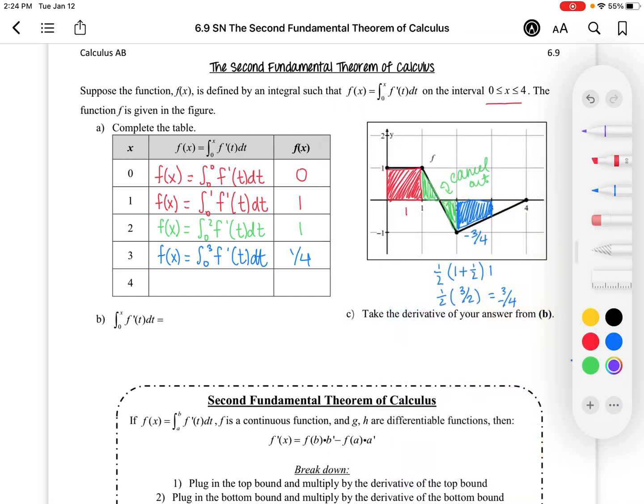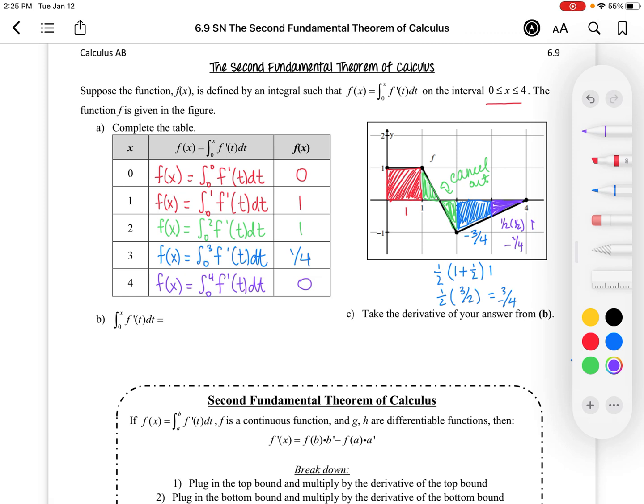And my last one that I'm looking at here is F of x is equal to the integral from 0 to 4 of f prime of t dt. So I'm adding this last little triangle bit right here. So that last little triangle bit, that is going to be a 1/2 times my height right here is 1/2. And this whole base right here is just 1. So 1/2 times 1/2 times 1 is going to give me a 1/4, and it is a negative because it is below the axis. So 1 minus 3/4 minus 1/4 is going to give me 0.